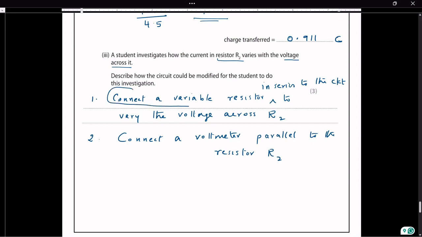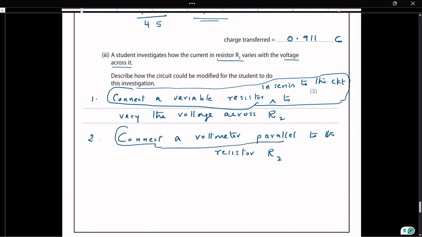So connect a variable resistor, that too in series to the circuit. This is the first modification he has to do. The second one is connect a voltmeter parallel to the resistor R2. So these are the two modifications he has to do.